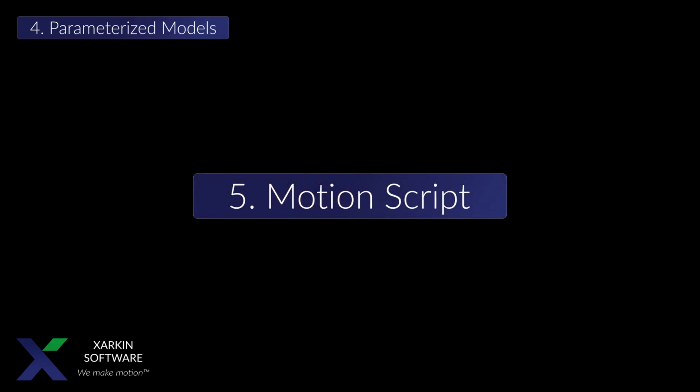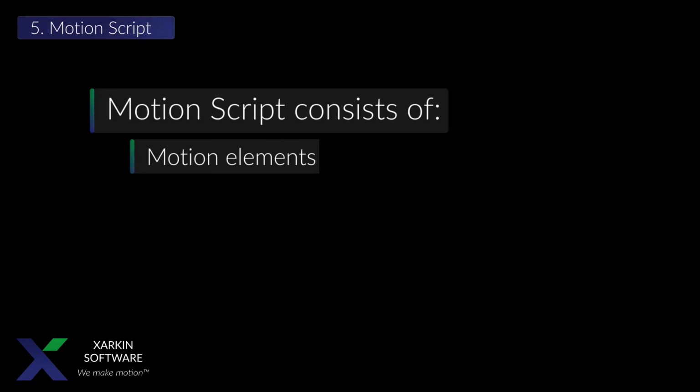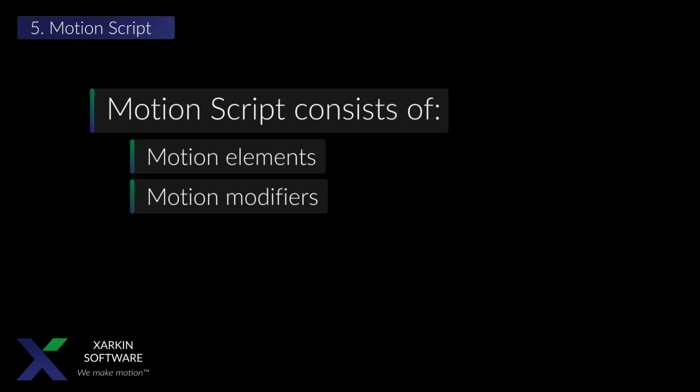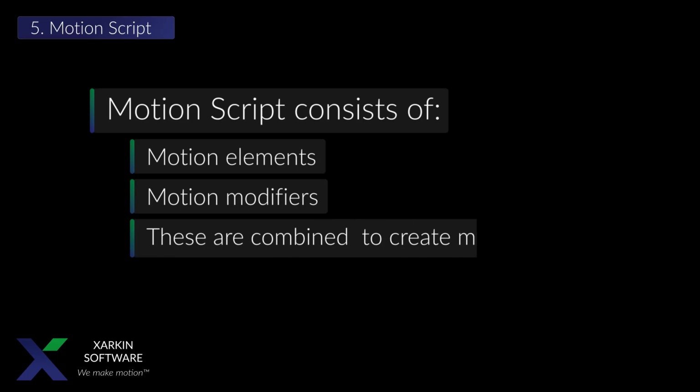Motion Script is a markup language processed by the Xarkin Motion server to generate pose data. Motion elements are specific uses of parameterized motion models. With Motion Script, we modify these parameters to get the specific motion we're seeking. However, not all motion possibilities are simply a sequence of motion elements. Motion modifiers allow us to apply specific motion changes that span different motion elements. We combine motion elements and modifiers to create motion sequences.